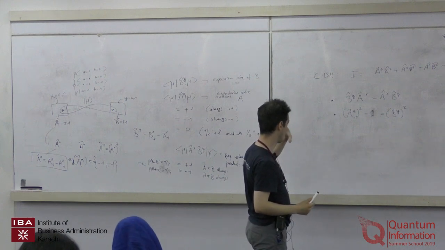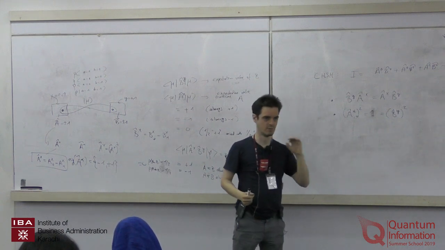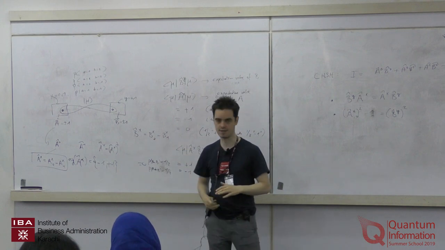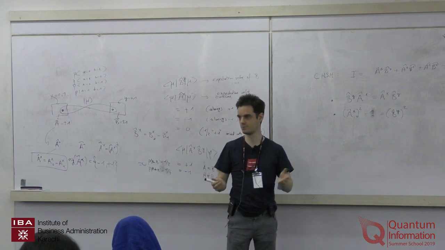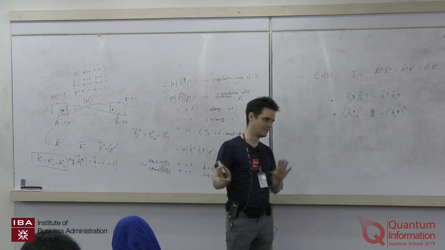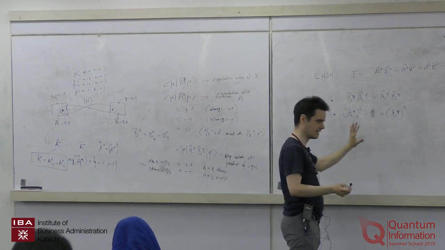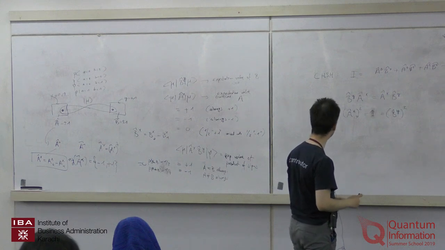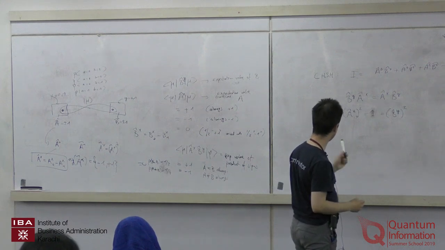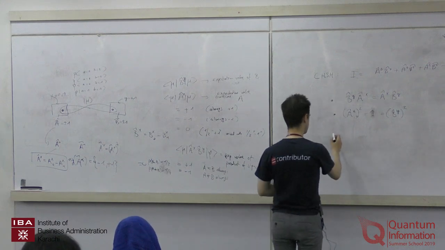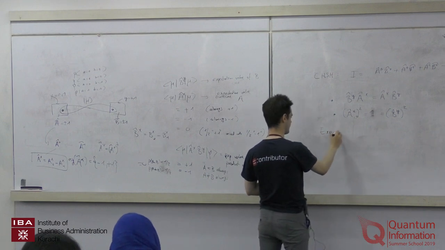By the way, correlation problems with binary outcomes, like with bits as outcomes, are much, much, much nicer to solve than anything else. So please, if you have to choose which Bell inequality you study, pick things with bits as outputs. It's wonderful. Now what I'm going to look at is the expectation value.